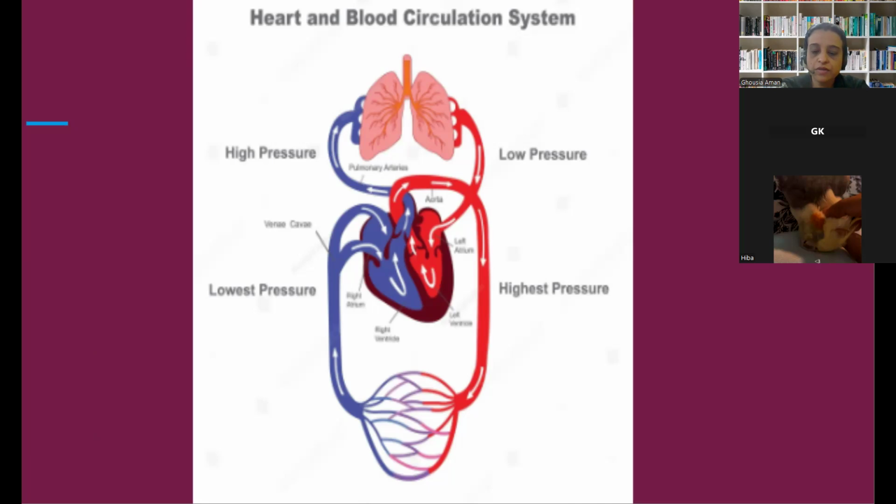Now, yes. So, did you understand here about the process of the blood circulation? How the blood is circulated throughout the body? Yes. Okay.